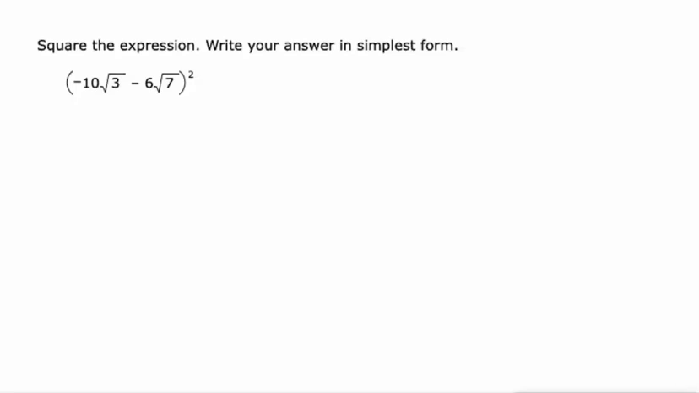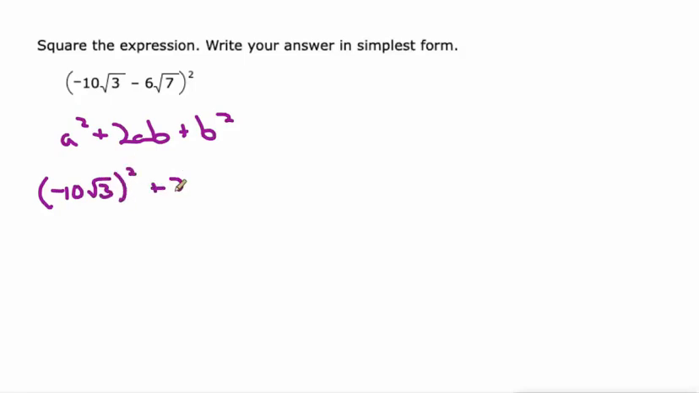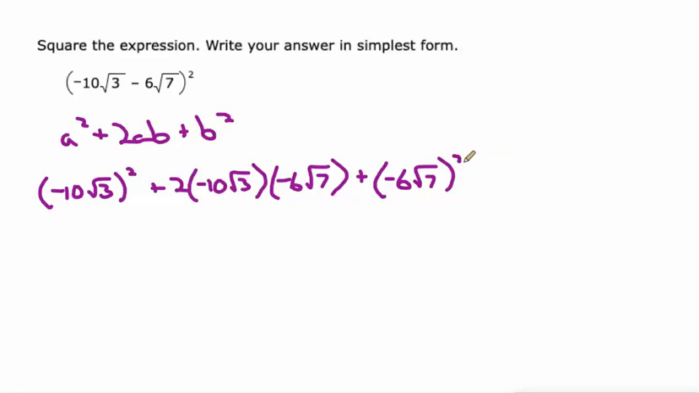Just a couple more. This could be set up just like the last one, but I think I'm going to use the square of a binomial pattern. So whenever you're squaring a binomial, it fits this pattern of a squared plus 2ab plus b squared. So I'm going to take negative 10 times the square root of 3 and square it. And then I'm going to do 2 times that negative 10 square root of 3 times the second term, which is negative 6 square root of 7, plus b squared, where b is negative 6 square root of 7. And I'm going to square that.